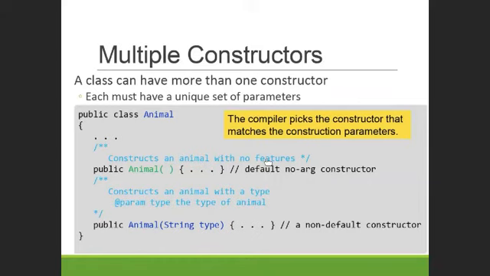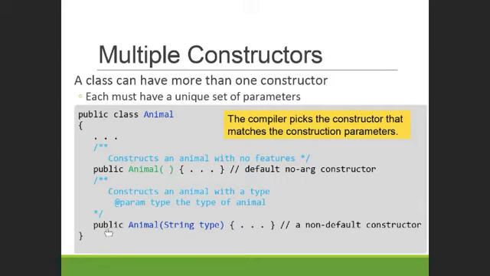We can have more than one constructor. We can have as many constructors as we need to work with our class. Each one just has to have a unique set of parameters. Again, that's something that you're familiar with from overloading methods. So here is my explicit default no arg animal constructor.